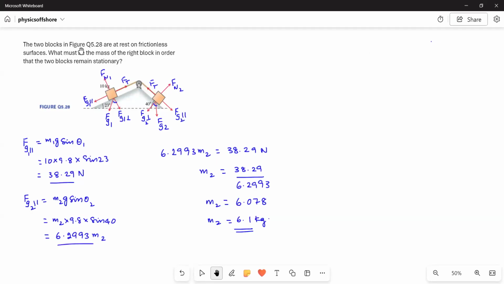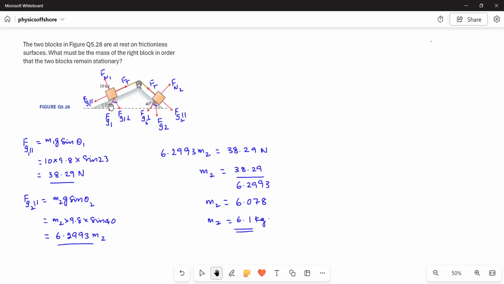The two blocks in the figure are at rest on frictionless surfaces. What must be the mass of the right block in order that the two blocks remain stationary? Here, two blocks are resting on an inclined plane and are connected by a cable via a pulley. Both the surfaces are frictionless, and the pulley is also massless and frictionless for this numerical.